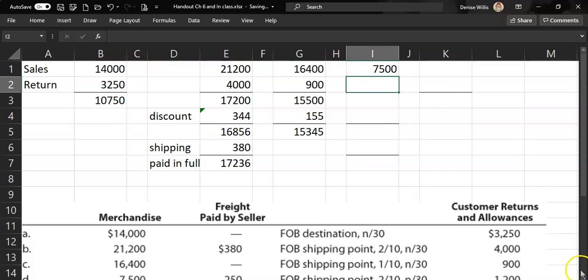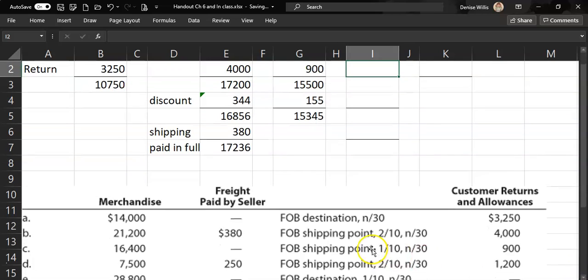Okay. And I'm going to have to move this so you can see it. Okay, $7,500 purchase, $250 freight. It is FOB shipping point. Again, the buyer owns it during shipping. So the buyer is responsible for this $250 in freight. 2/10, net 30, they get a 2% discount if it is paid within 10 days of the invoice date. Otherwise, the net is due in 30 days anyway.